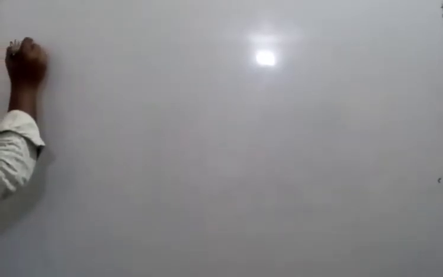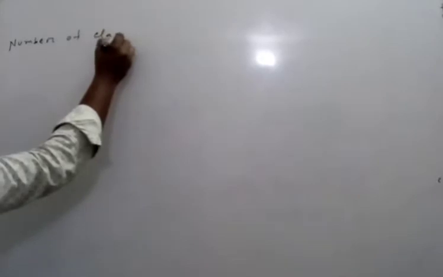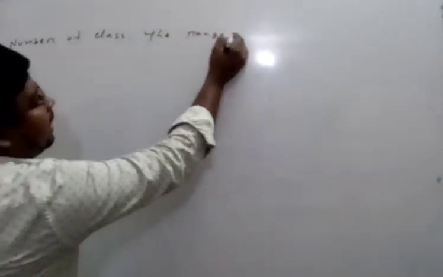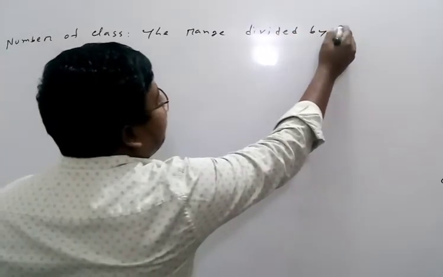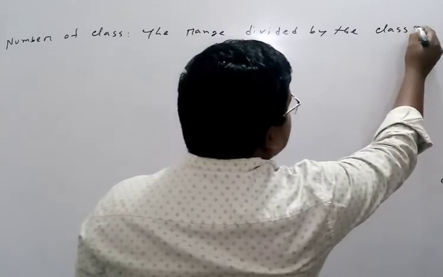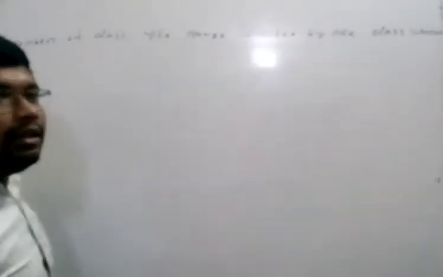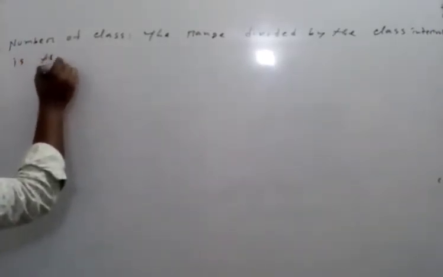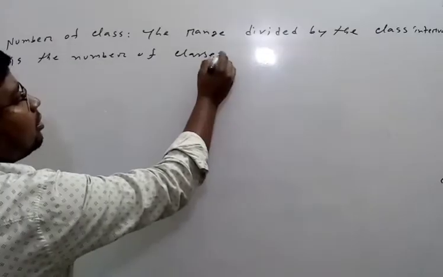Okay, understand class interval. And now we just write number of classes. Suppose you have a collection of data, but you want to find out how many classes to draw. Then the formula is: number of classes equals the range divided by the class interval. Yes or no? This is very simple.